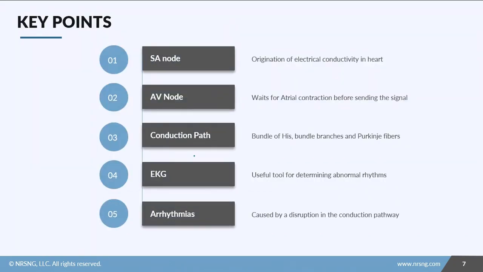But let's recap. When we're talking about the SA node, we're talking about the origination of the electrical conductivity in the heart. The AV node waits for the atrial contraction before sending the signal in the conduction path. Remember, this is made up of the bundle of His, the left and right bundle branches, and then the Purkinje fibers, which send the rest of the action potential out to the rest of the ventricle for ventricular systole. Then you have the EKG, an extremely useful tool for determining abnormal rhythms and abnormal conduction. We love that most of us have normal rhythms, but sometimes arrhythmias can occur, and this is caused by a disruption in that conduction pathway.